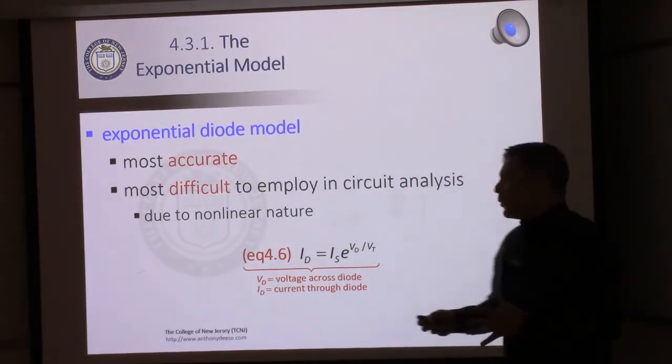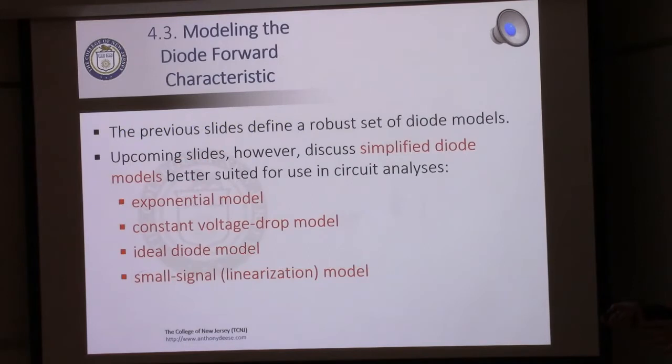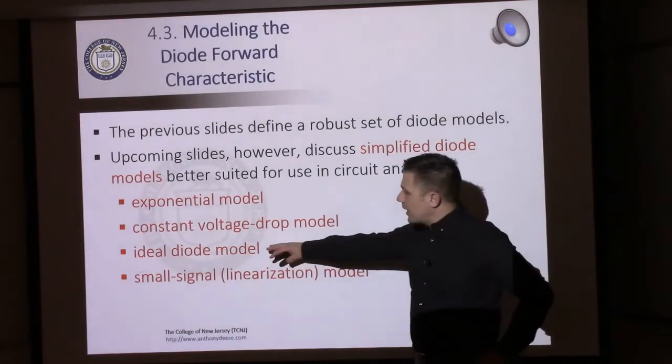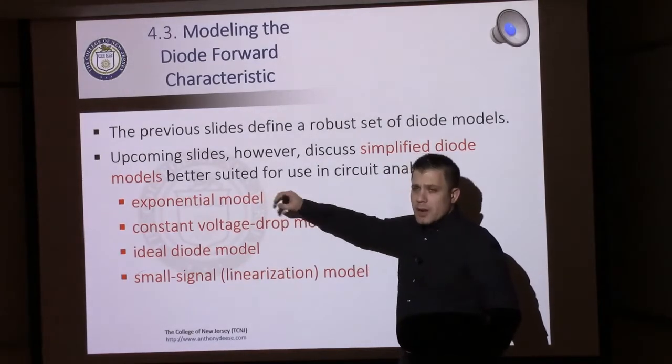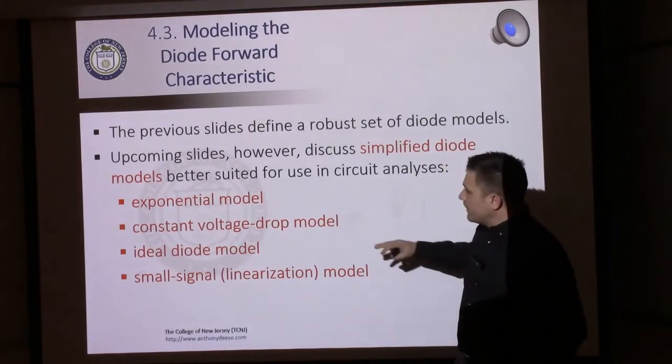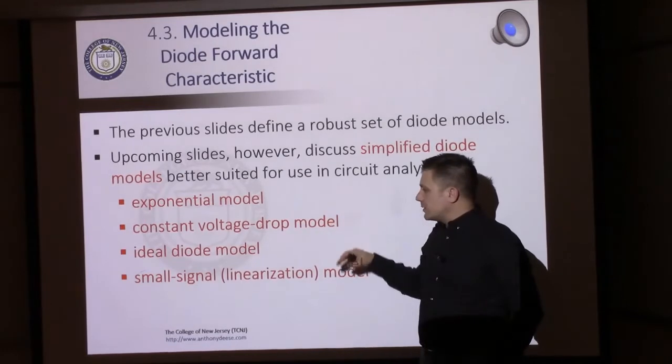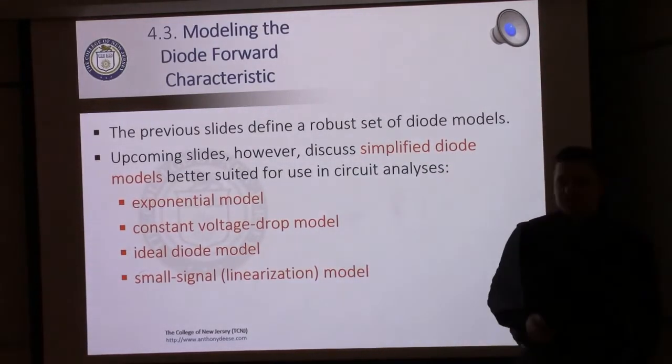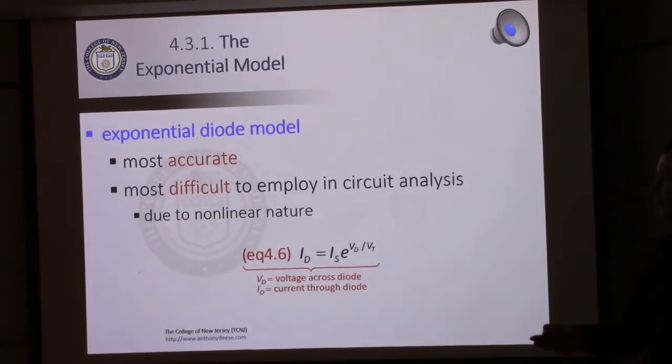But now we're getting more into modeling, and what we saw was that there are four main models we're going to use to describe the diode. We've already talked about the ideal diode model. The exponential model is the one that we derived in Chapter 3, but two we haven't touched upon yet, the constant voltage drop model and the small signal or linearized model.